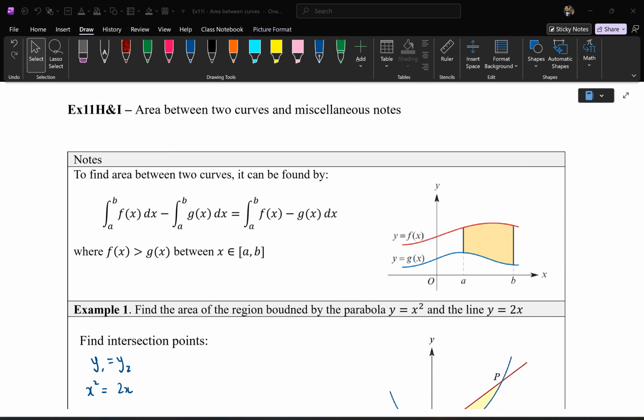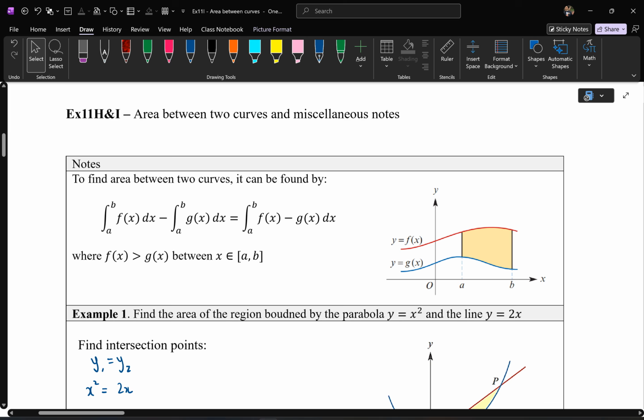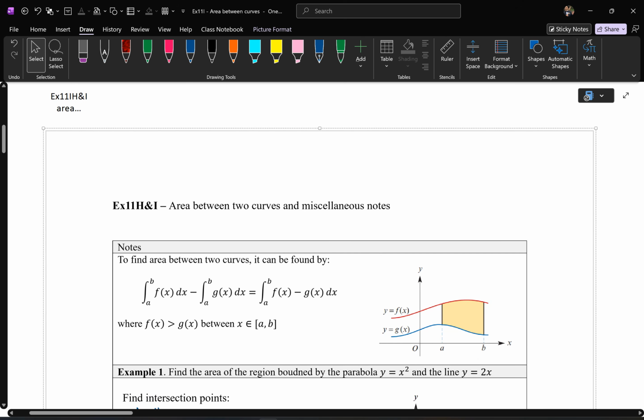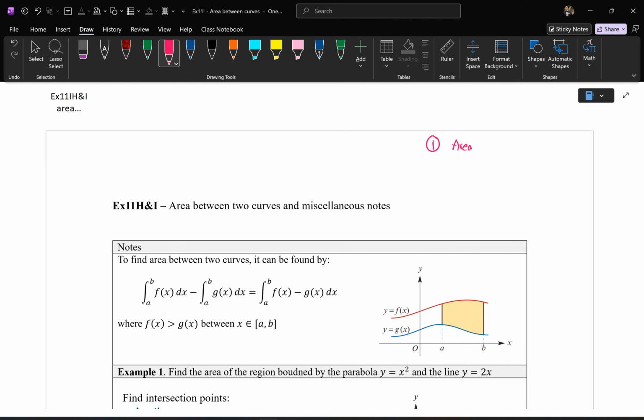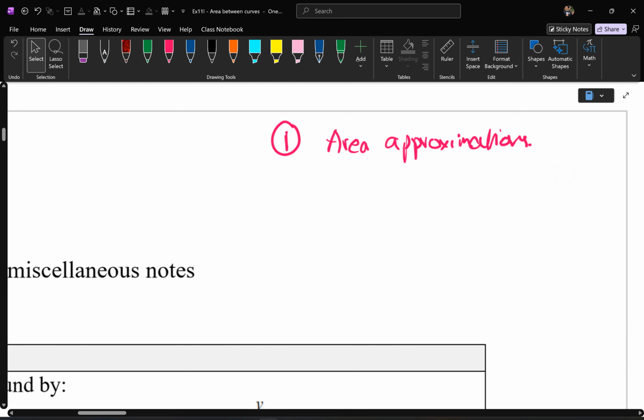All right, so let's review what you should know for Chapter 11. Remember, I said there were 3 key skills, and now we're coming to pretty much the end of the second skill. But the first one was you needed to know area approximations, which are your trapezium rule, your left-hand rule, your right-hand rule. That was the very first exercise of Chapter 11.